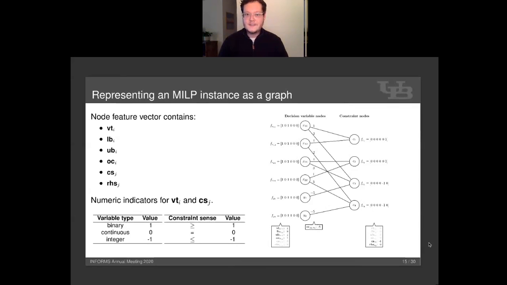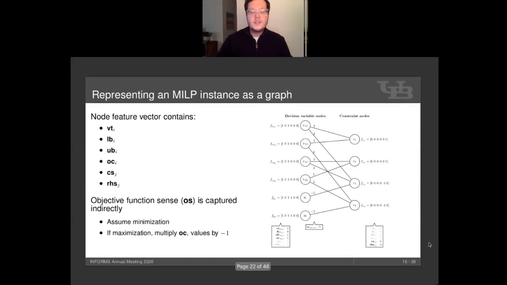and constraint sense. And finally, the 8th instance primitive, which has not yet been discussed, is objective function sense, minimization or maximization. So we capture this indirectly. We assume minimization for every MILP graph. And if an instance was actually maximization originally, we simply multiply every objective function coefficient value by -1.